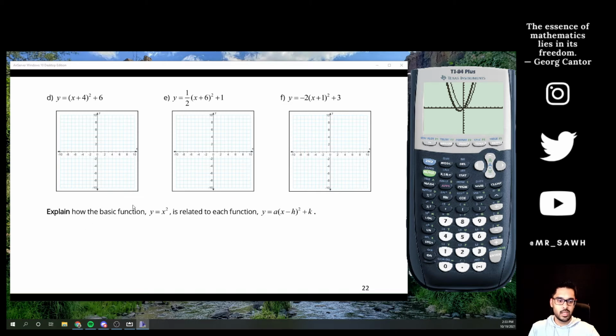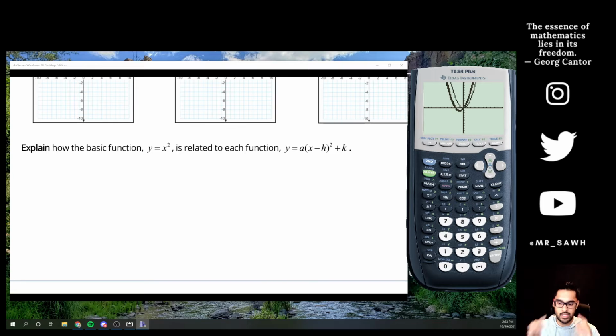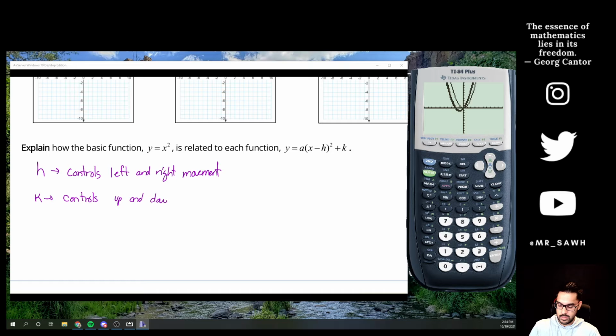But if we're going to explain how the base function of y equals x squared is related to this formula, well, we saw all of the other pieces and what they did to this as well. So if I think about this, h, that number, this controls left and right movement, and k controls upwards and downwards motions. Okay, so let's say controls up and down movement.